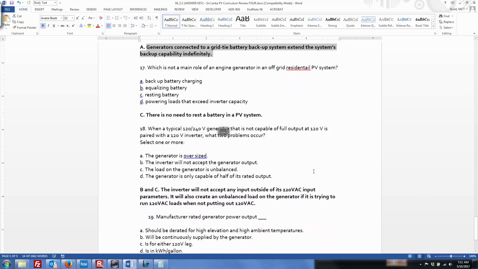What's the next one? It says, which is not a main role of an engine generator in an off-grid residential PV system. So what we're saying here, there's no need to rest a battery. The batteries like to be charged and discharged. So no need to rest a battery.